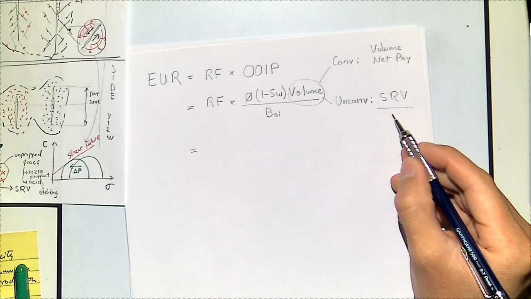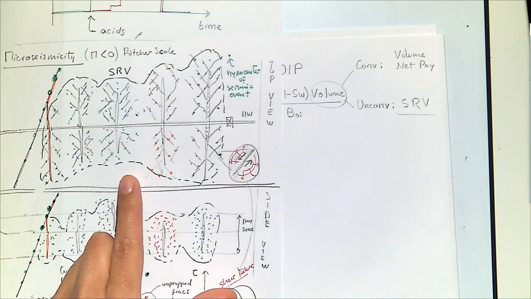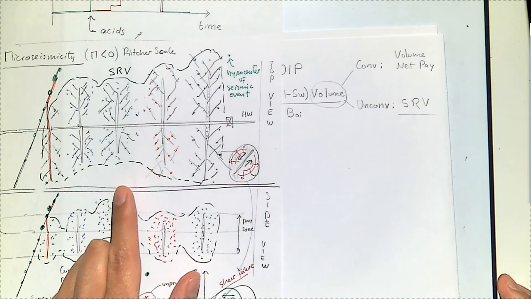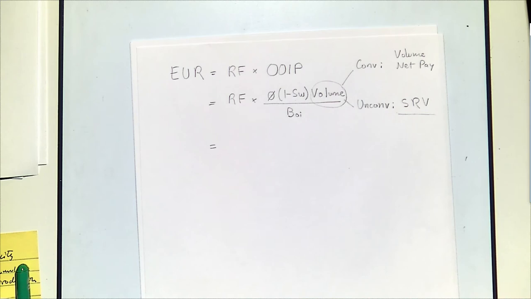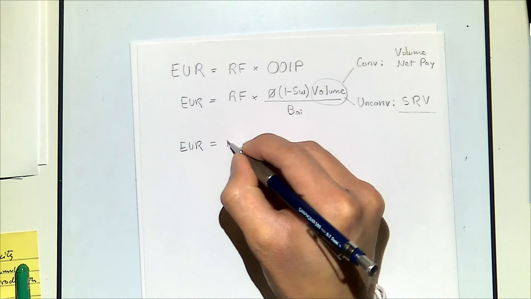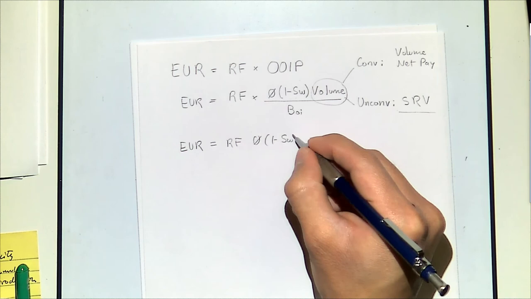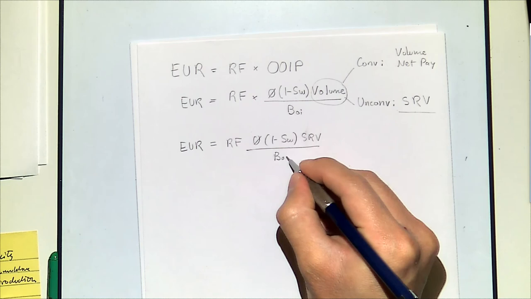So here, you need to use a stimulated reservoir volume, and the stimulated reservoir volume is going to come from here, and it's going to be closely related to microseismic emission. So now with these two properties, the stimulated reservoir volume from microseismic emission, and then your properties from logs, you're going to be able to tell what is the estimated ultimate recovery. So finally, the EUR is going to be recovery factor, porosity, 1 minus saturation of water, stimulated reservoir volume, divided by the volume factor. And that's it.